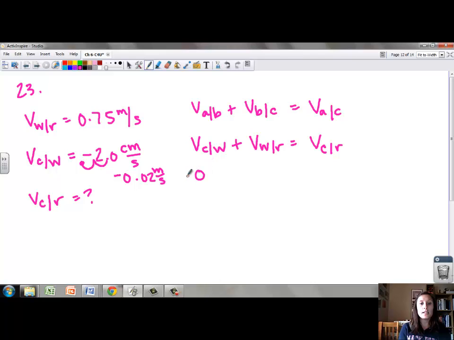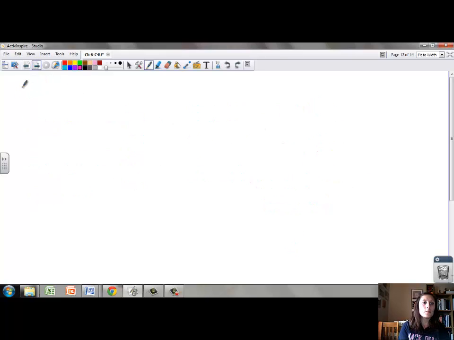Now I can plug that in here, make it negative since he's going the opposite direction, plus the velocity of the wagon with respect to the road is my 0.75. And that's going to equal my velocity of the caterpillar with respect to the road, which since this is negative, that's going to give me 0.73 meters per second. All right, let's look at number 24.